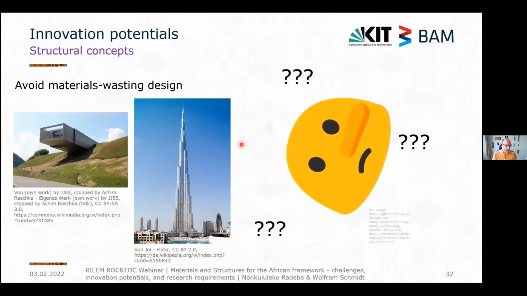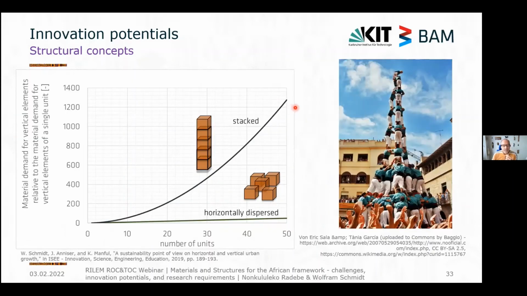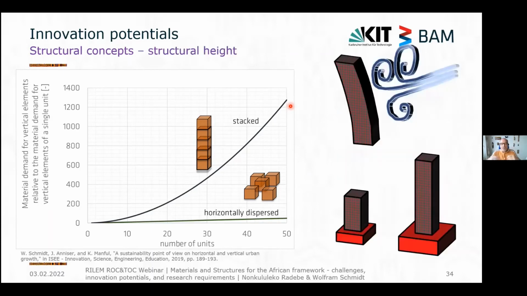And then if we want to really build sustainably, we have to avoid architecture that is materials-wasting, like structures like this one without any pillars, or towers which are incredibly high. They are just wasting materials, no matter which kind of material we are using. If you look at the vertical structural elements that are required for 50 stories when you stack them upon each other, or when you horizontally disperse them, you would require 25.5 times more materials for the vertical elements for the stacked structure in comparison to the horizontally dispersed structures. We do not even consider that the higher you build, we have wind loads in addition, and we also would require more materials for the foundations.